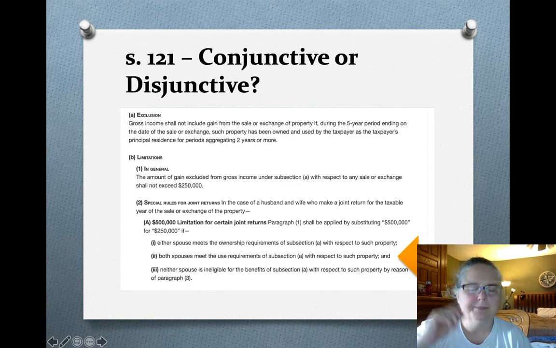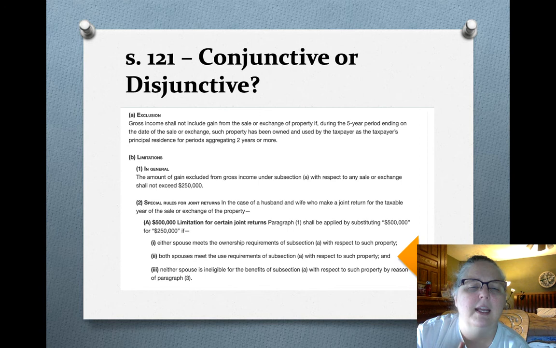So here's an example. Section 121, is this a conjunctive or disjunctive use? I've got the little arrow down here where we talk about the principal residence exclusion. And it says that married filing jointly will have a joint exclusion of $500,000 if, and there's three things: either spouse meets the ownership requirements, both spouses have to meet the use requirement, and neither spouse is ineligible. So what it's telling us here, this is conjunctive. It has to have all three things met in order for the $500,000 limitation to apply.